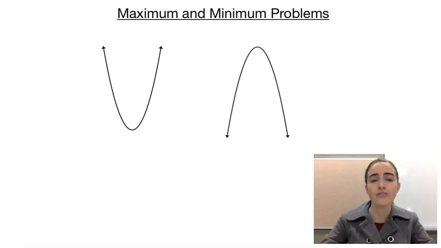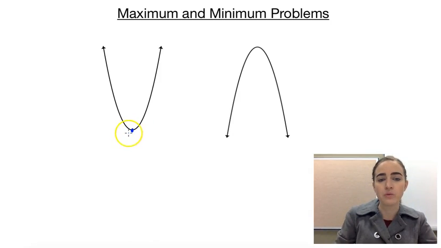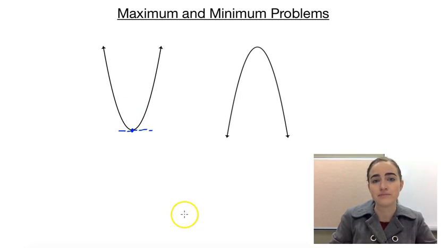In this video, I want to have a look at maximum and minimum problems. There's lots of things in real life that can be approximated by quadratic equations or parabolas. So if we look at our two types of parabolas, if we've got a concave up parabola, then its vertex is a minimum value. So whatever the y-coordinate of that point there is, that's the minimum value that that parabola reaches.